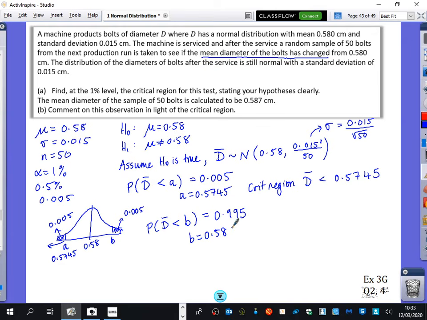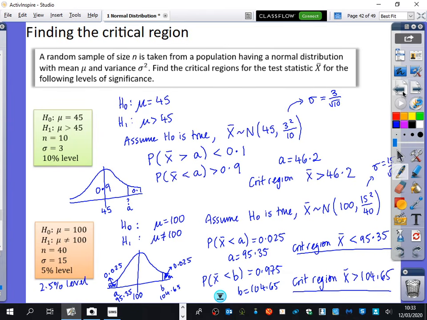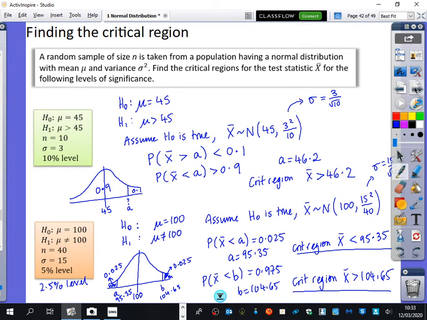Did I say 55? I can't even remember. Yeah, 0.5855. Now, you should notice something here. This one has increased by 0.0055, and this one has decreased by 0.0055 because it's a two-tailed test, so it is going to be symmetrical. And it's also been symmetrical if you think about it. On the previous page, it was 95.35 and 104.65. It went up 4.65 and down 4.65 because it is symmetrical, okay?